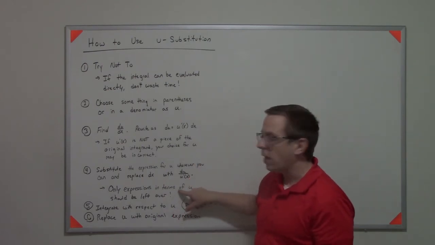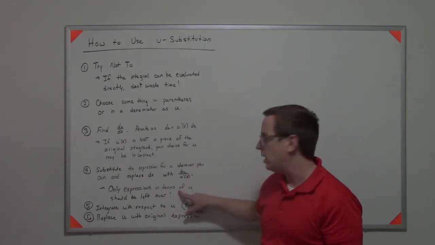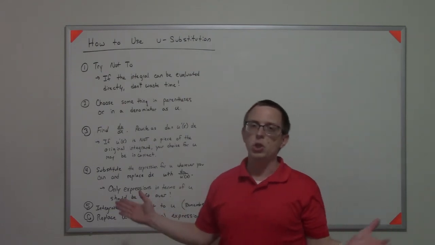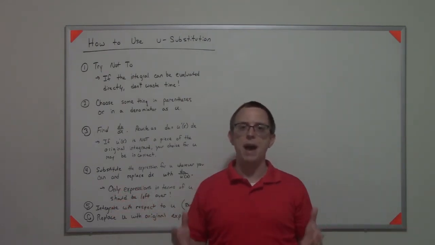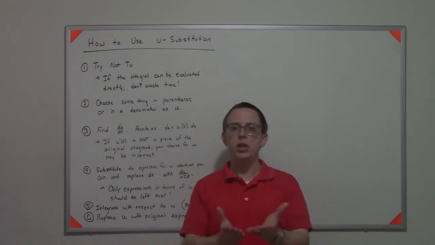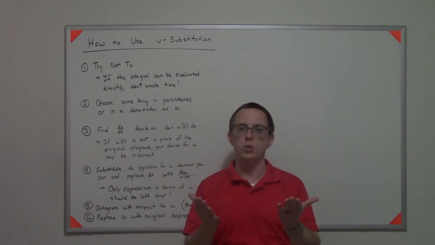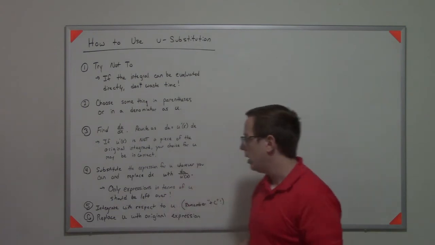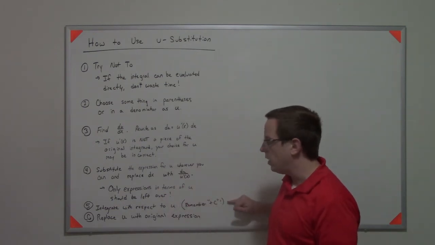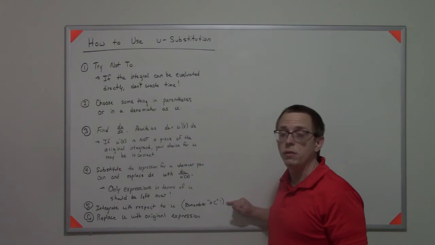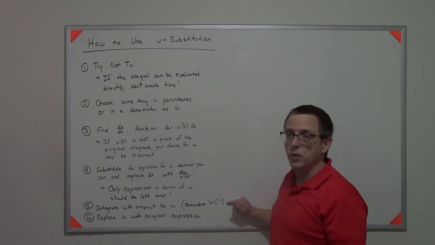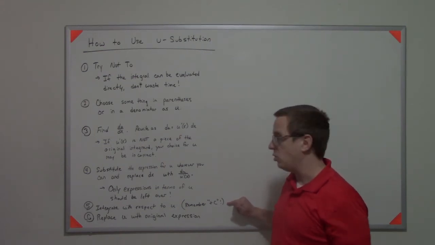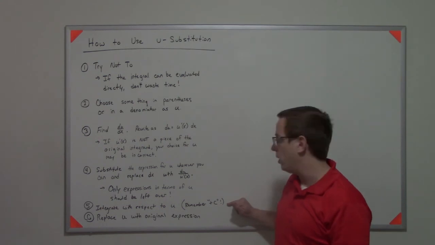If you don't have something that only has u's left at the end, then you haven't done it correctly, because we have to completely change over into this u ecosystem. We were in x, now we're in u. So you have to do it that way. The next thing is the easy part. You integrate with respect to u. If you've done this correctly, hopefully you don't have to do any other techniques. You just, boom, go straight to it, you integrate.